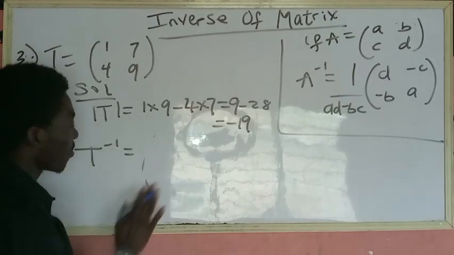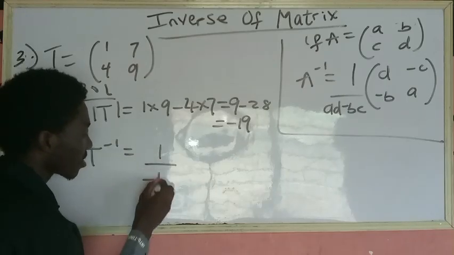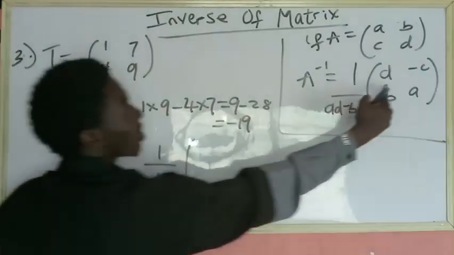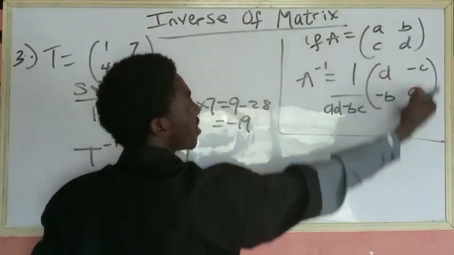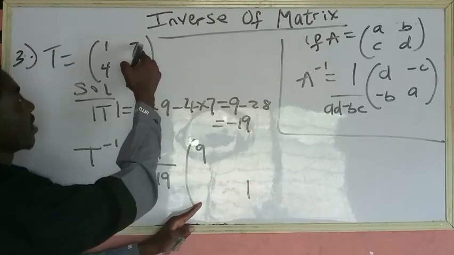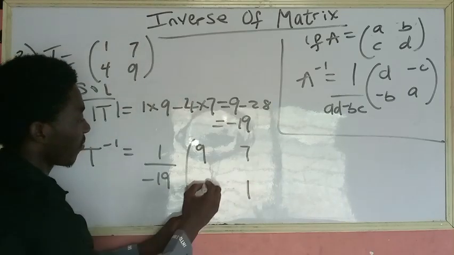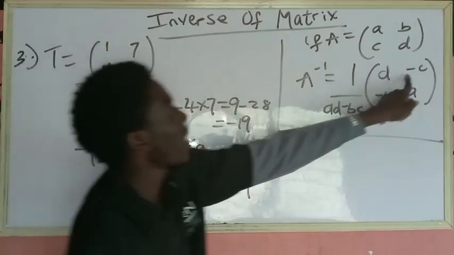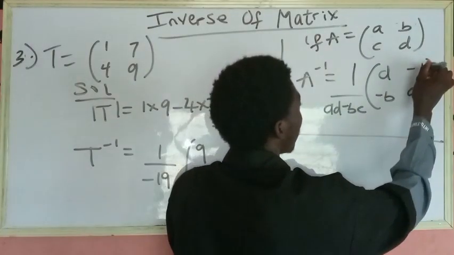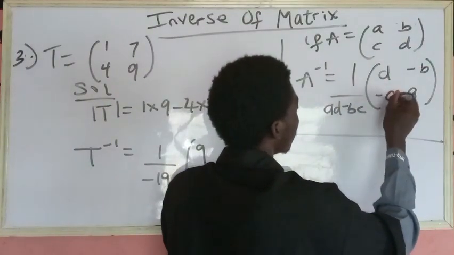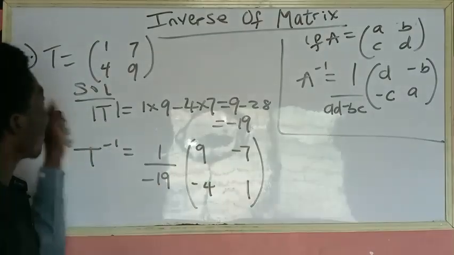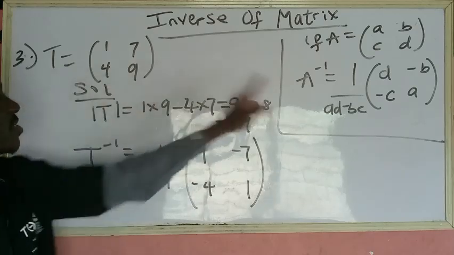Very simple. That will be equal to 1 over minus 19, because this gives me minus 19. Use the formula. Here you put D, here you put A. So your 9 comes here, your 1 comes here. The 7 remains there, the 4 remains there. And you put a minus, a minus C. Can you see? Here is a minus B, here is a minus C. So this is minus 4, and that will be the T inverse of matrix T using this formula.